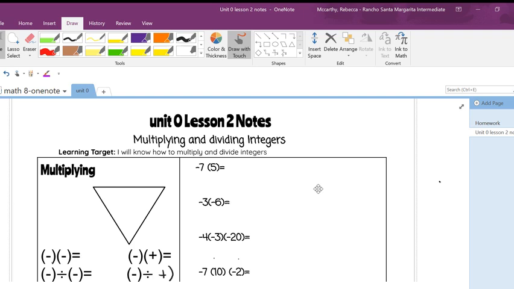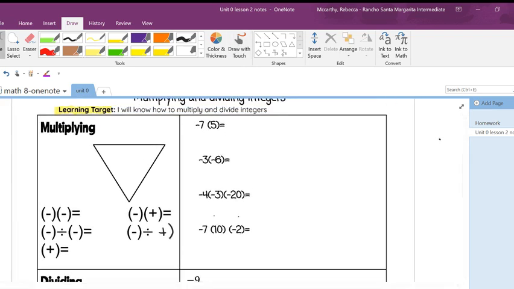So let's begin. Our learning target will be, I will know how to multiply and divide integers. So let's look at here. When we multiply, if you use this triangle as a guide, I think of this as Rudy, and I will refer to him as we are in class. So I draw your triangle, and I want you to draw his eyes and his nose. Eyes match.